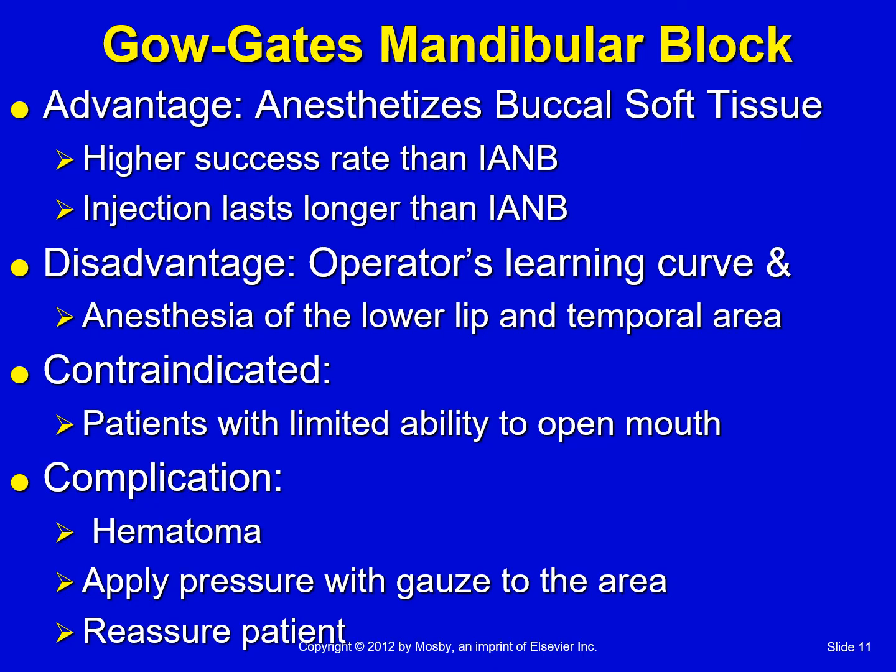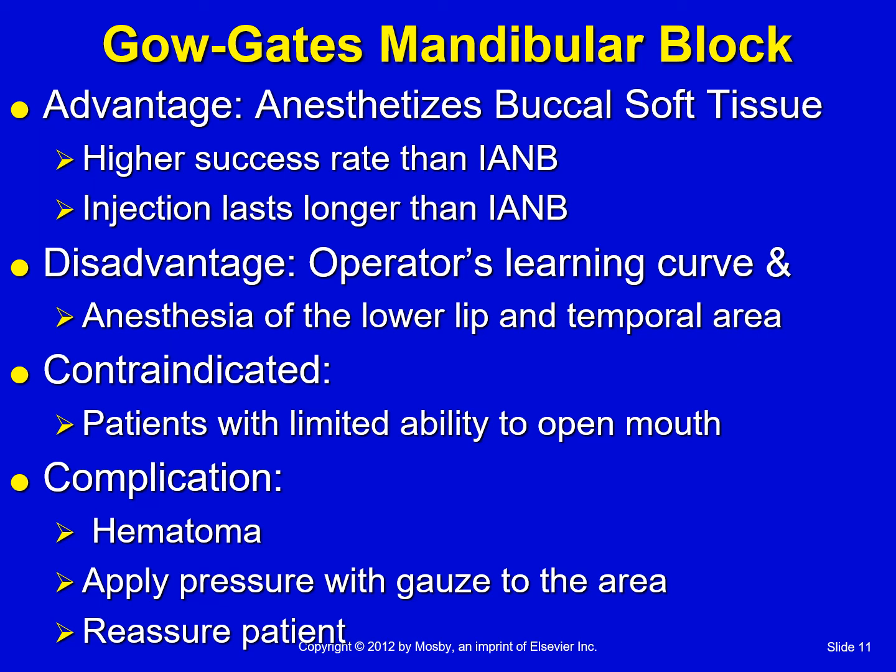So the advantage of giving the Gow-Gates is it anesthetizes the buccal soft tissue. So you don't have to do an IA and then swing around and give a long buccal to that mandibular. You can just give the Gow-Gates, and it has a higher success rate than the IA, and the injection lasts longer than the IA. The disadvantage is the operator's learning curve, and the anesthesia of the lower lip that you might not need, and the temporal area, which you definitely don't need.